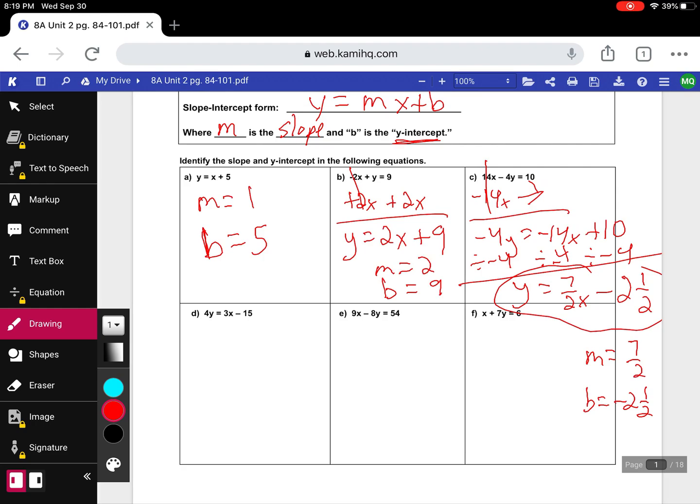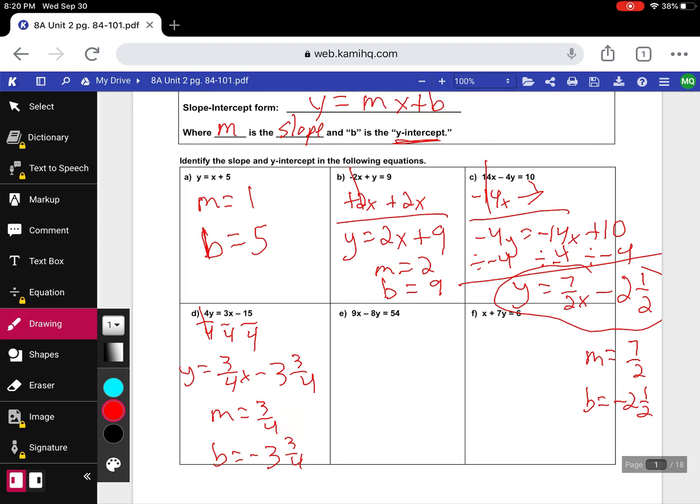Going down to D, oh, this one's in a nice form already. We just have to divide by 4 for every term. We get y equals 3/4 x minus, let's see, 15 over 4 is going to be 3 3/4. So we've got a slope of 3/4 and a y-intercept of negative 3 3/4. Okay, we'll do one more. E looks more challenging, so let's do that one.